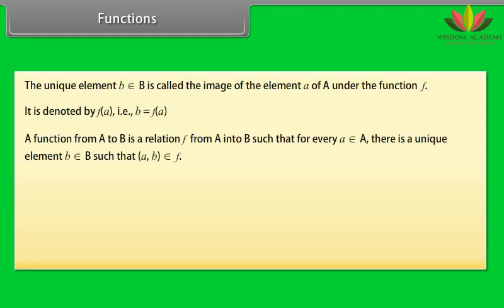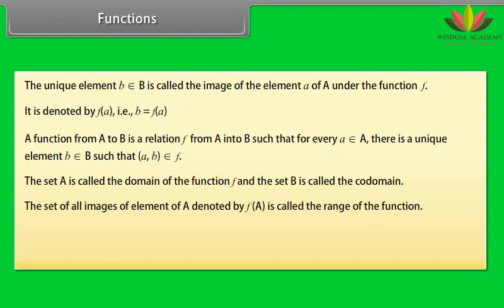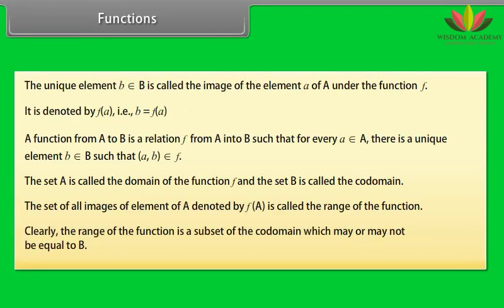A function from A to B is a relation f from A into B, such that for every a belonging to A, there is a unique element b belonging to B, such that (a, b) belongs to f. The set A is called the domain of the function f and the set B is called codomain. The set of all images of elements of A, denoted by f(A), is called the range of the function. Clearly, the range of the function is a subset of the codomain, which may or may not be equal to B.